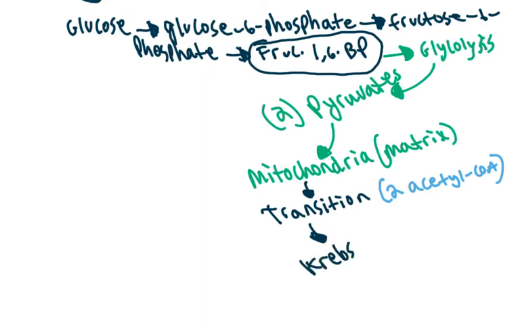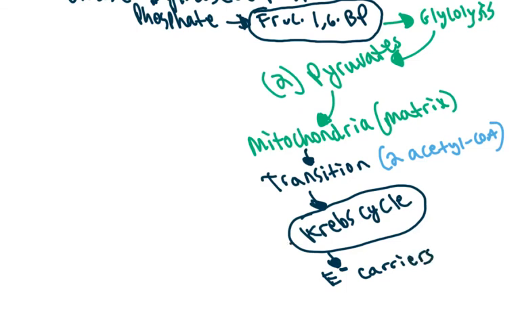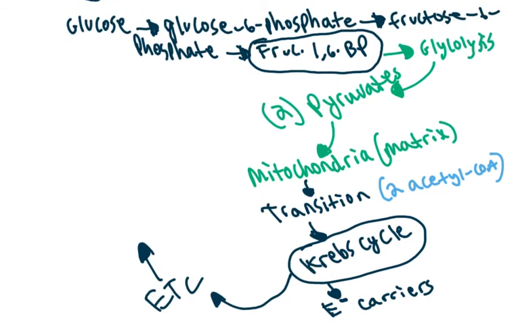What do we do in the Krebs cycle? Well, we make some ATP through substrate level phosphorylation, but the main thing we do in the Krebs cycle is make our electron carriers. Then we take those electrons and electron carriers into the electron transport chain on the cristae of the mitochondria. What does that result in? Because of complex 5, or ATP synthase, which we'll talk about in a future video, we're going to have a bunch of ATP production.